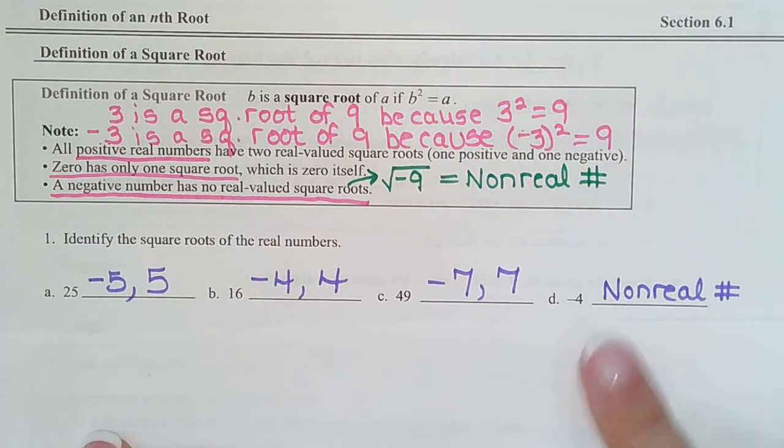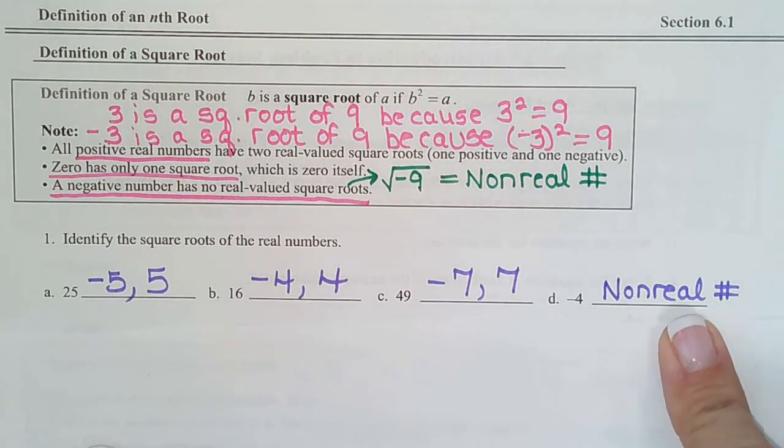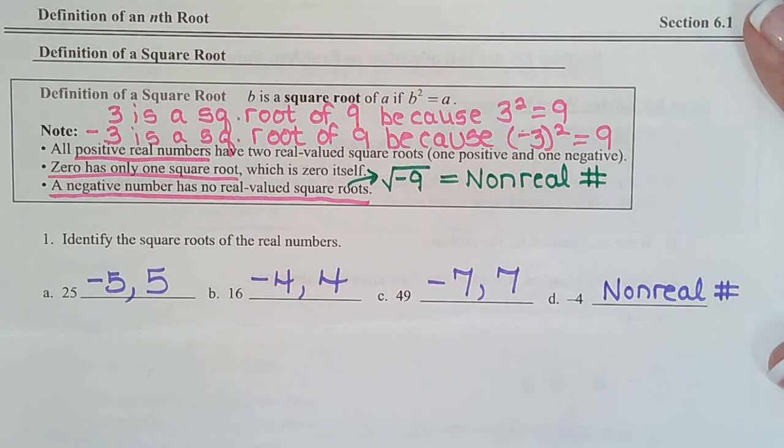Square root of negative 4, remember, no real number times itself will ever give me a negative. So when you are asked to take the square root of a negative number, for right now, since we haven't learned the imaginary numbers, you just write non-real number, which is a true statement. An imaginary number is a non-real number.